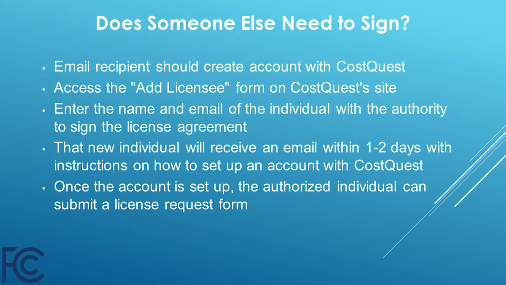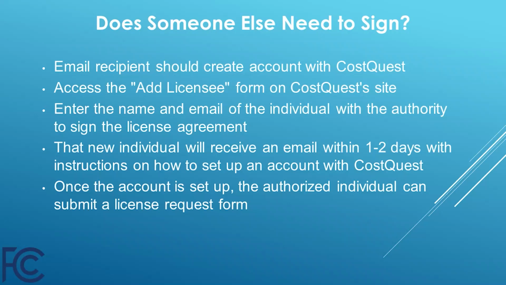If you do not have authorization to sign the license agreement for your company, you should still create an account through the CostQuest Online Help Desk. From there, you can submit the contact information for the individual who has the authority to sign a license agreement by using the Add Licensee form available in the Request Your Data section of the site. You will need to enter the name and email address of the person authorized to sign the license.